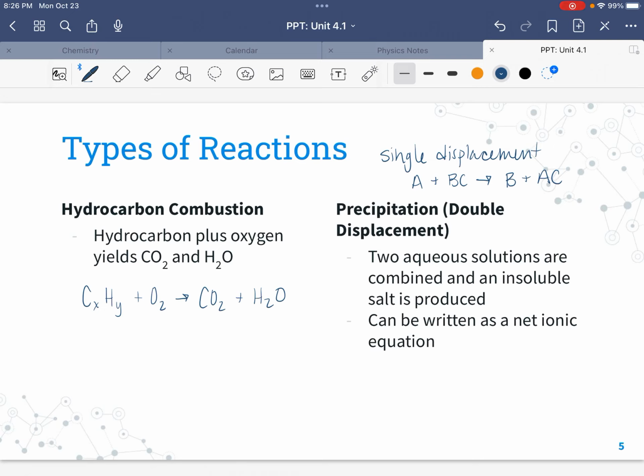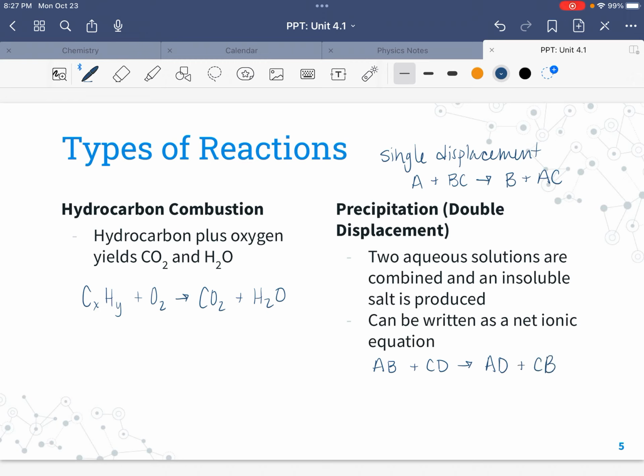And then with our double displacement, we have basically like two couples. So if we had AB plus CD, they're going to rearrange or switch partners. So A is now with D and C is with B.